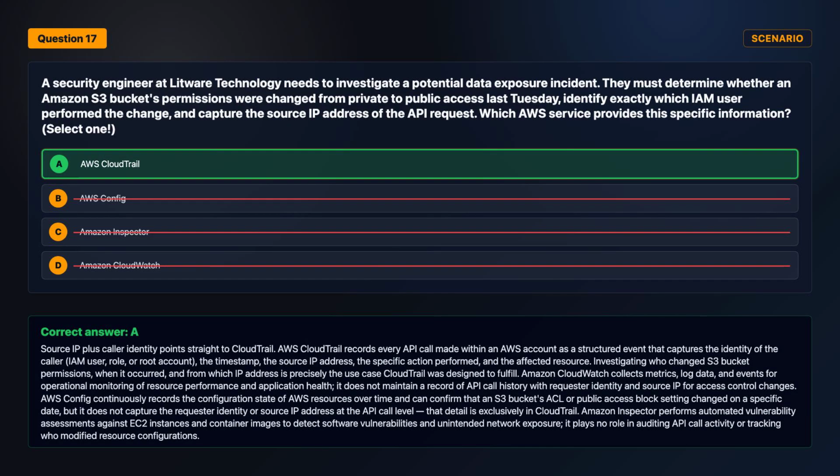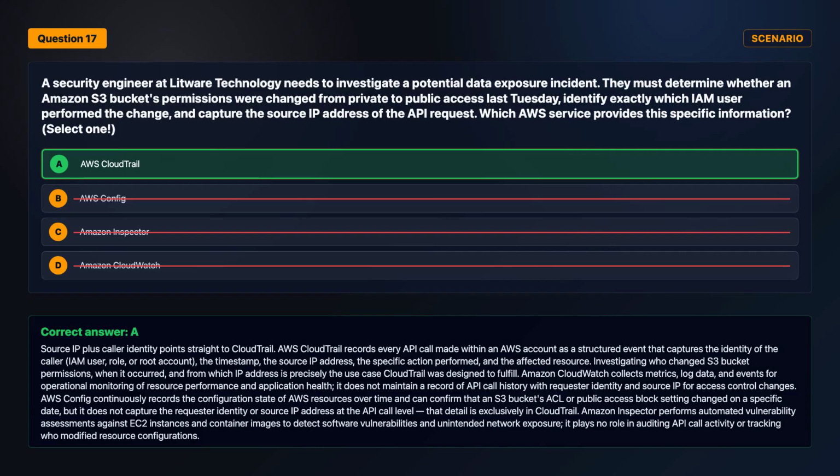The correct answer is option A. Source IP plus caller identity points straight to CloudTrail. AWS CloudTrail records every API call made within an AWS account as a structured event that captures the identity of the caller, IAM user, role, or root account, the timestamp, the source IP address, the specific action performed, and the affected resource. Investigating who changed S3 bucket permissions, when it occurred, and from which IP address is precisely the use case CloudTrail was designed to fulfill.